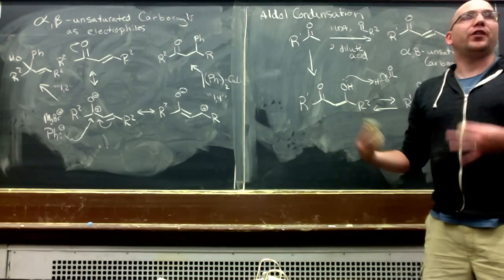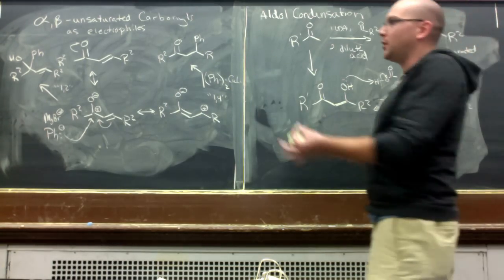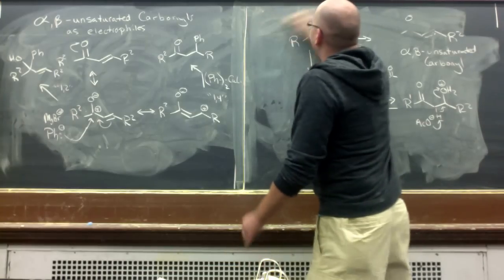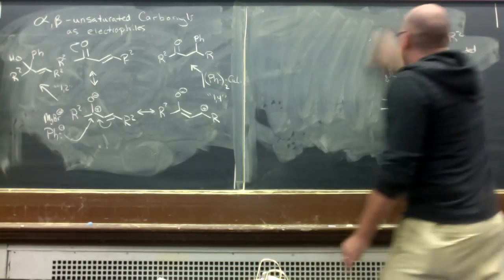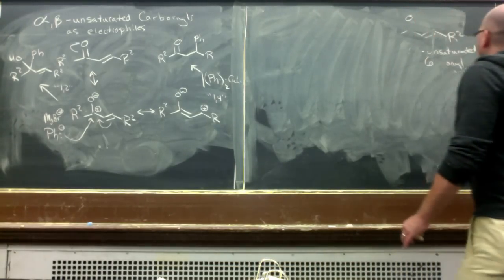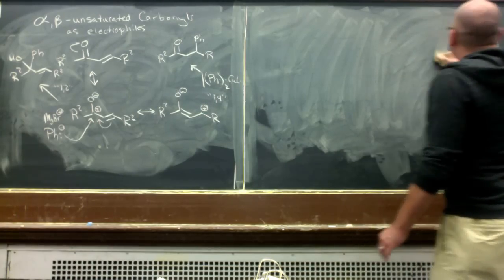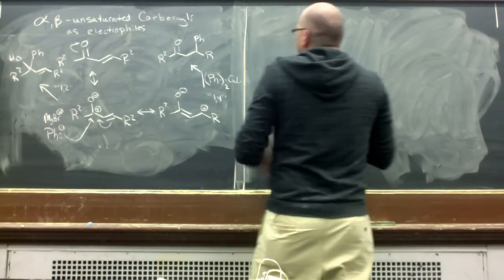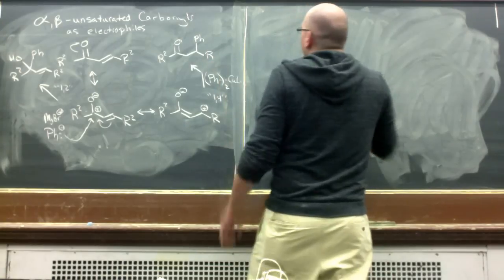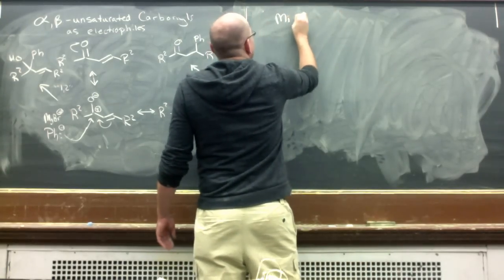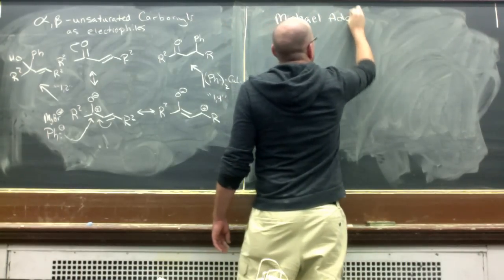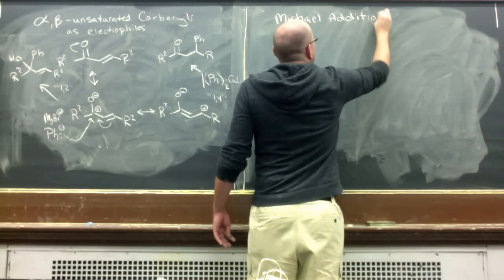Okay? So that's simply to show the difference in reactivities of nucleophiles that we've been used to with alpha-beta unsaturated carbonyls. So there are these two competing reactivities of alpha-beta unsaturated carbonyls. And it turns out that in the case of enolates, enolates will react with alpha-beta unsaturated carbonyls through the 1,4 mechanism. And this is a reaction called a Michael addition. Okay?